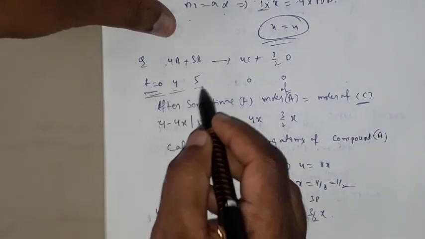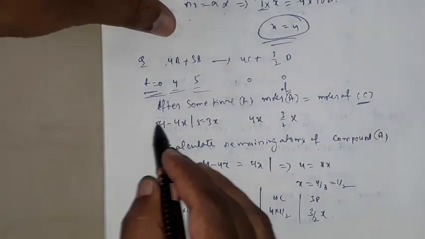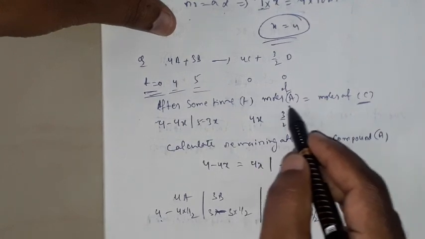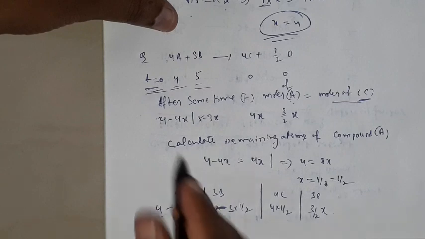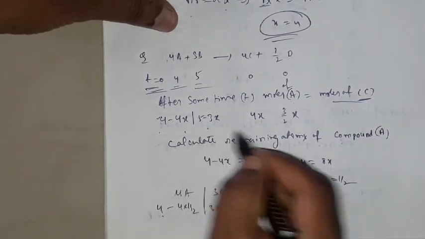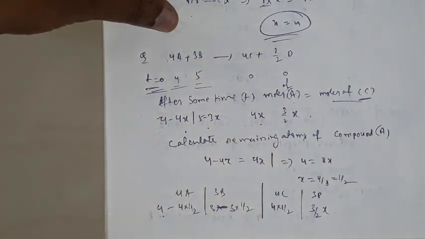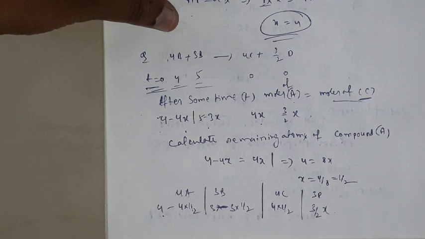At t equal to 0, it is 4 moles, 5 moles, 0, 0. Then after some time, moles of A equal to moles of C. This is another model. Then 4 minus 4x, 5 minus 3x, 4x, 3 by 2 x. Now the remaining atoms of compound A: 4 minus 4x equal to 4x, and 5 means they are equal already. So x equal to 4 by 8.